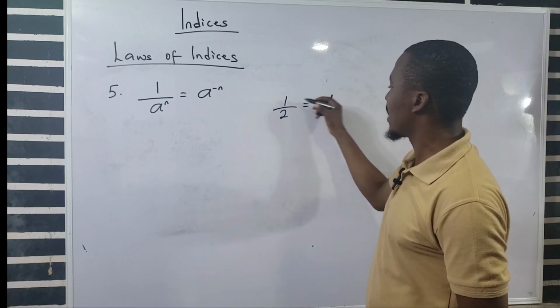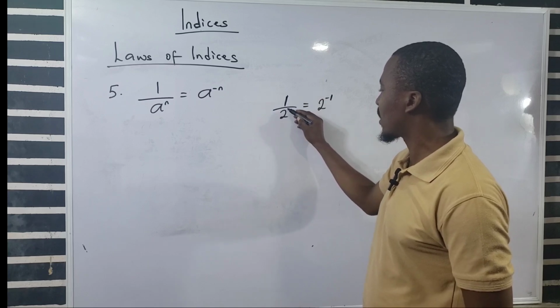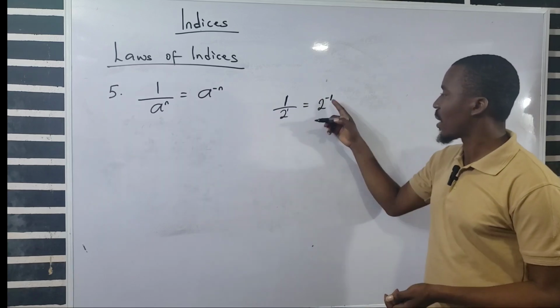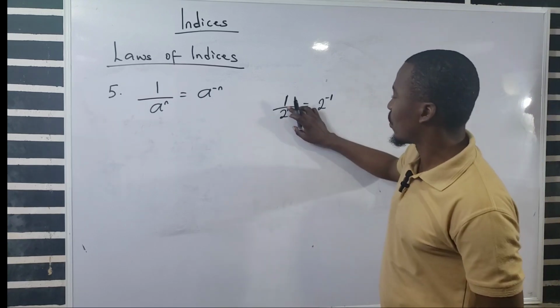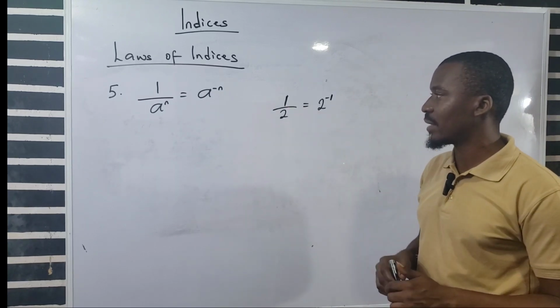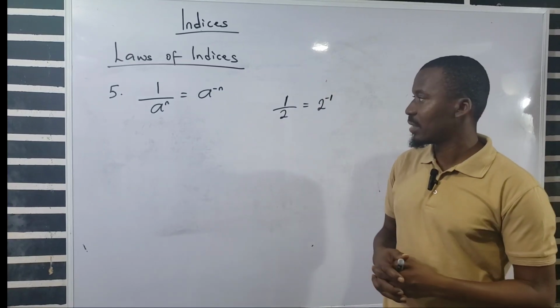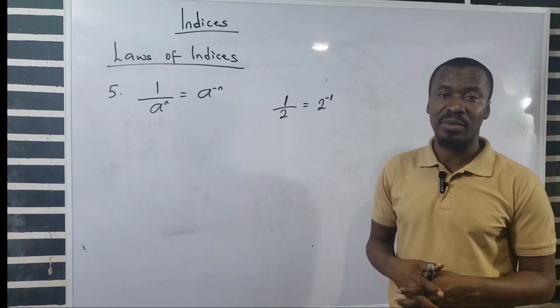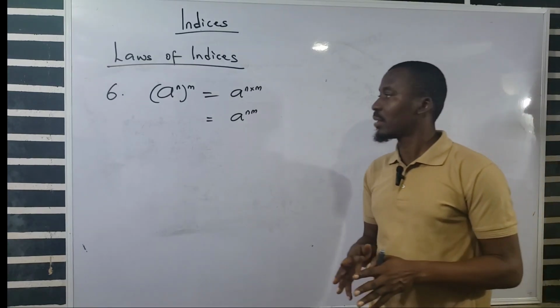Remember, this one here is not this. Okay, is because these 2 here can be expressed as 1. So that's why we have minus 1 here. Okay, just like this minus n. So we'll call it fractional index, and it is a very important law in indices because we use it a lot of times. Okay, so here is the sixth law.